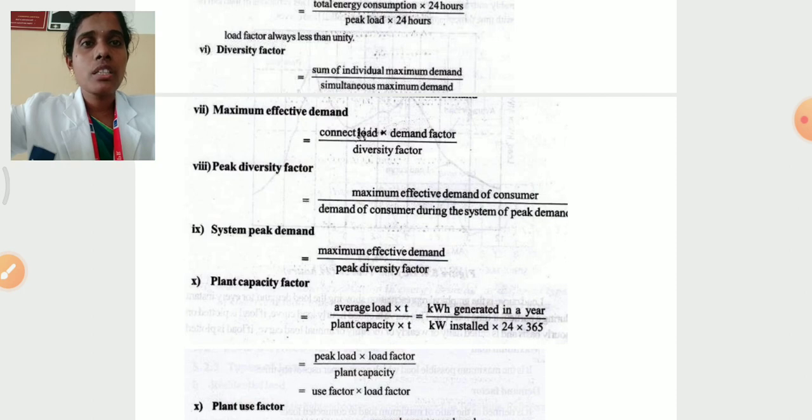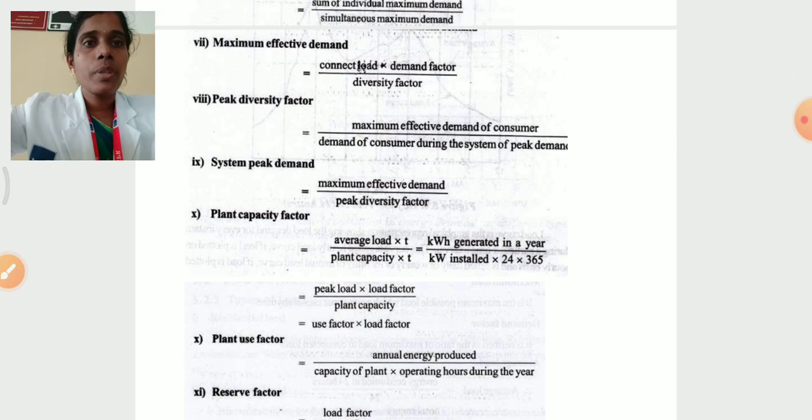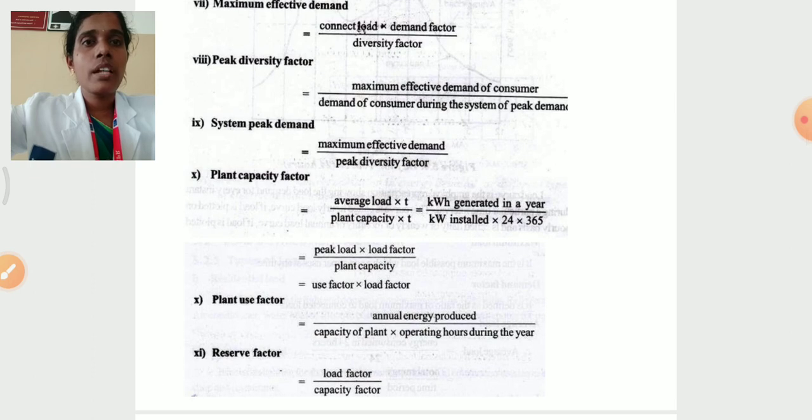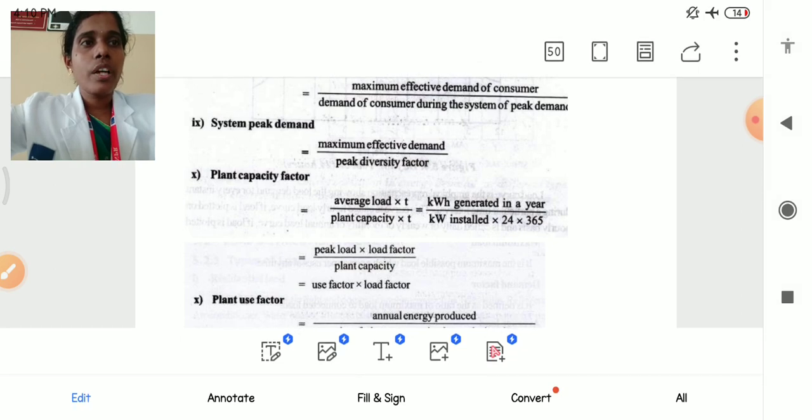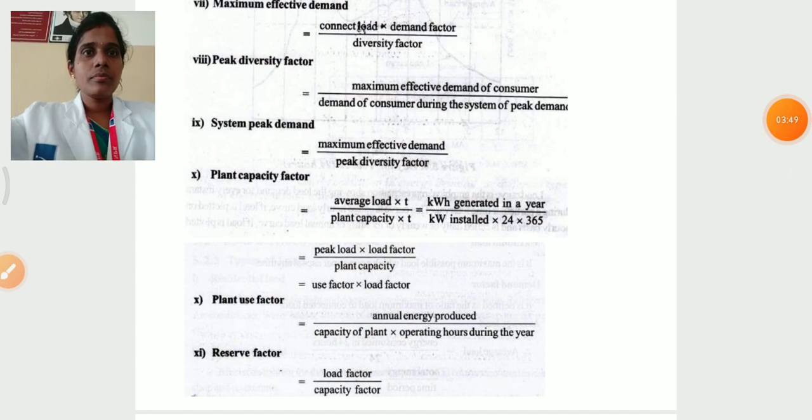For plant capacity factor, average load is calculated with the help of plant capacity. The average load can be calculated in kilowatt hours generated in the year, that is the product of peak load and load factor to the plant capacity, which is also calculated as the plant capacity factor from use factor and load factor. So plant capacity factor is calculated by use factor and load factor.